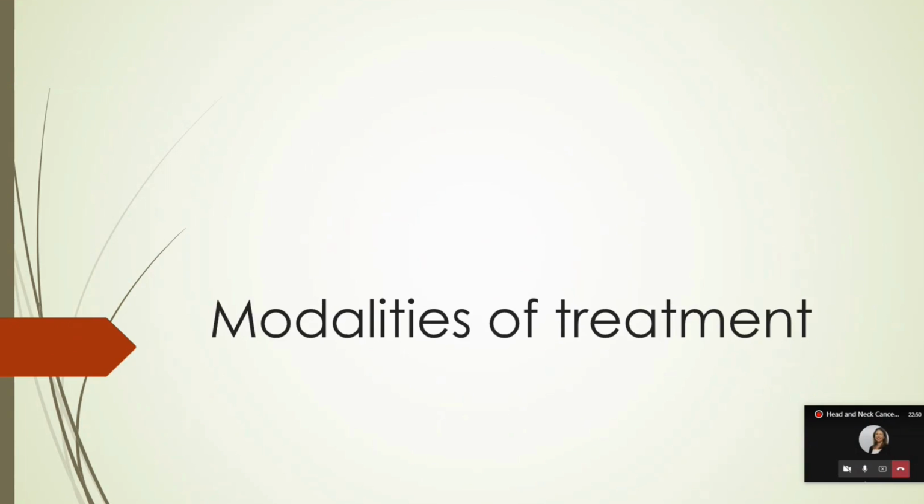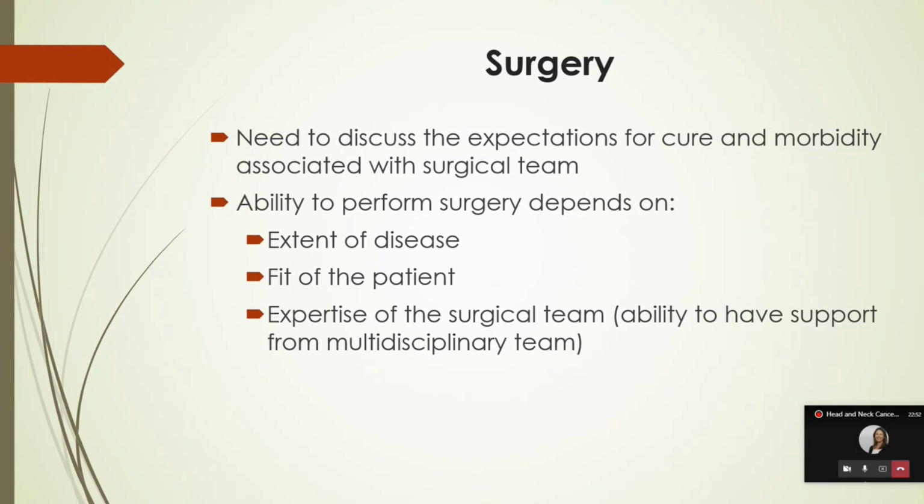So there are several modalities of treatment. One thing that can be done for head and neck cancers could be surgery. And surgeries for head and neck cancers tend to be very complex. So it's important to have a really good conversation with the surgical team, the surgeon, to find out what the expectations are after surgery in terms of curative treatment for their cancer, and also what the risks are after surgery in terms of morbidity, the potential side effects and long-term effects.